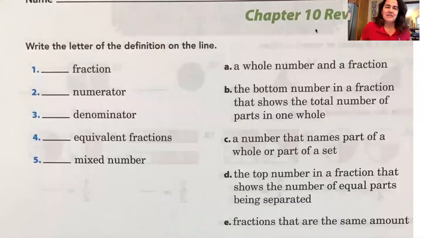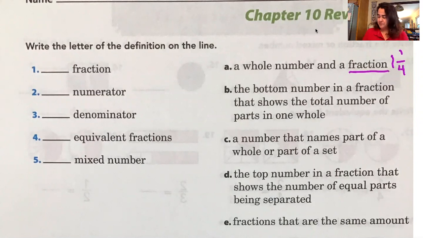Here we are, friends. So numbers 1 through 5 we'll do together. And let's go ahead and make sure that we use our thoughts, okay? What is a fraction? Well, friends, is a fraction a whole number and a fraction? Well, let's think about that. What does a whole number and a fraction look like? It looks like this, 1 and 1/4. So that's not a fraction.